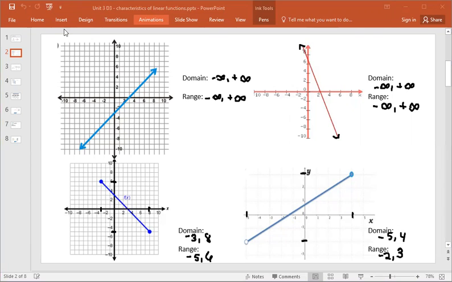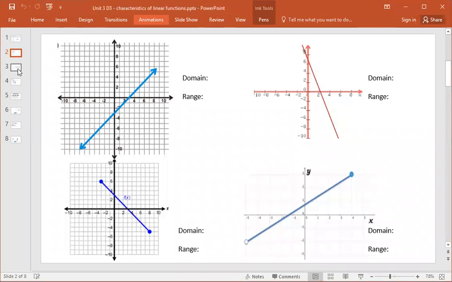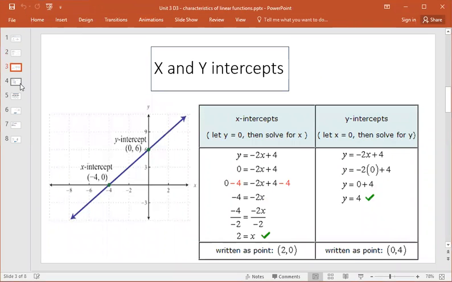Okay, so my next topic is x and y intercepts. Now we've already talked about the x and y intercepts before. We said the x-intercept is where it crosses the x-axis, y-intercept where it crosses the y-axis, and we know that they can be written as ordered pairs.